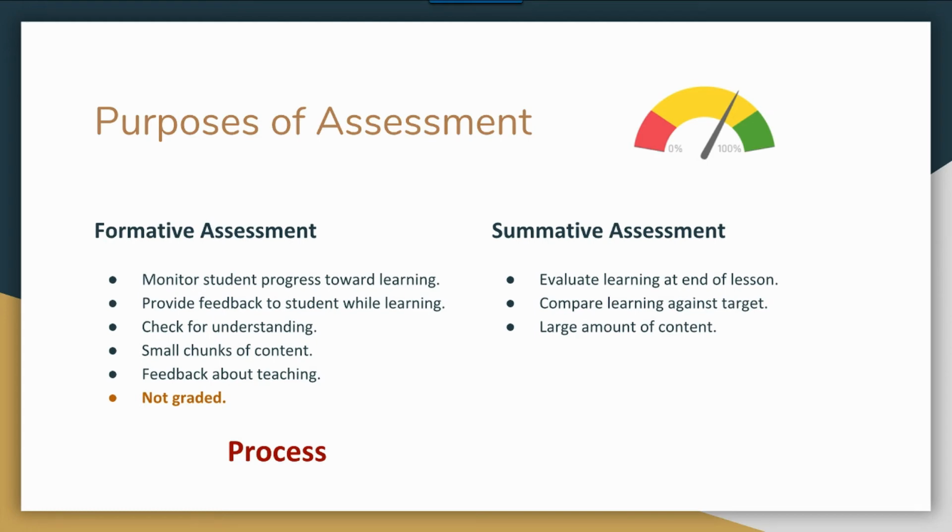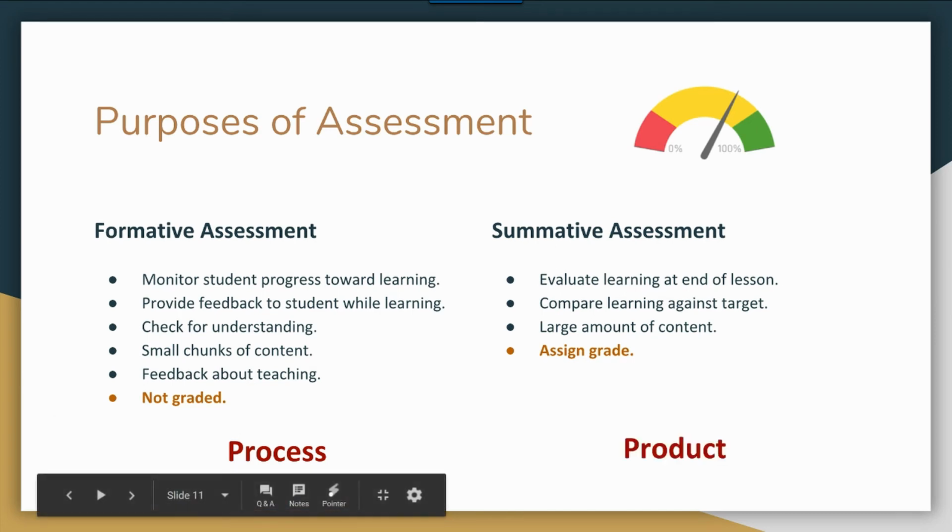You use a large amount of content here. It's the whole unit. When I was in college, and I'm sure this is true of you, we had 2 tests. We had a midterm and a final, and a project, and that was it. And we typically don't do that now. We kind of measure along the way, which is more formative, okay? And here we assign a grade. And this is product driven.